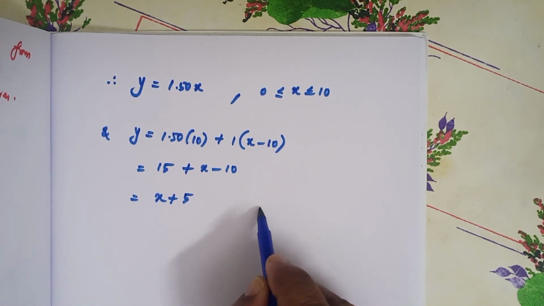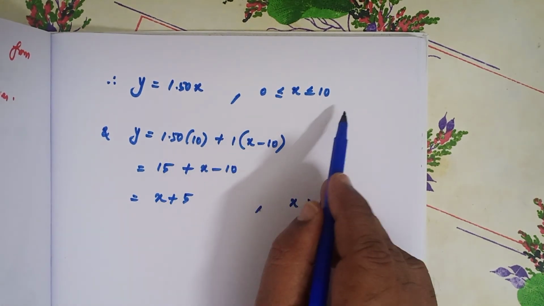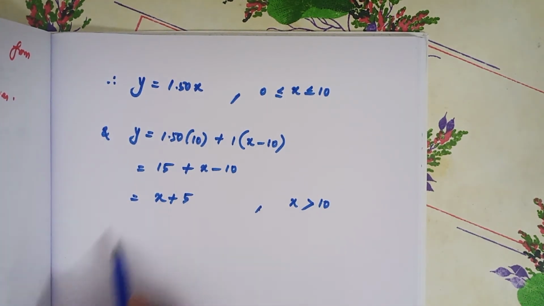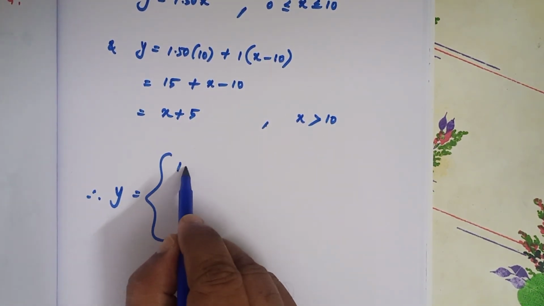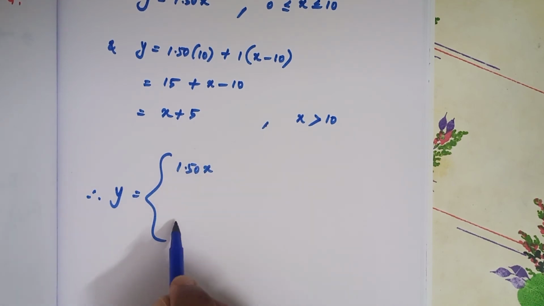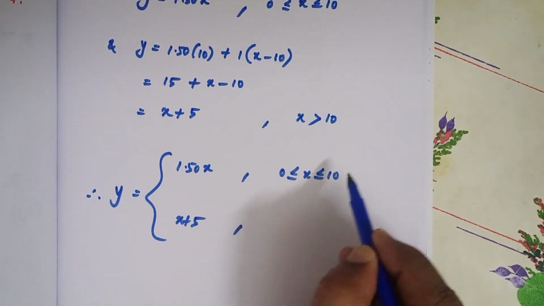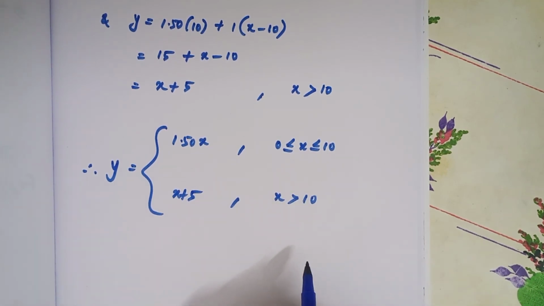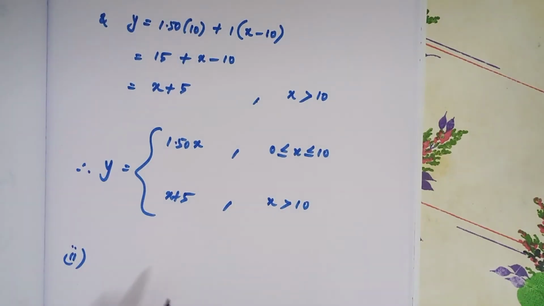Here you have to mention x is greater than 10. 0 to 10, 1.5 into x. If x is greater than 10, you have to make use of this function. So together I can write like this: y is equal to 1.50 into x, and x plus 5, 0 less than or equal to x less than or equal to 10 for the first one, and x greater than 10. First subdivision over.